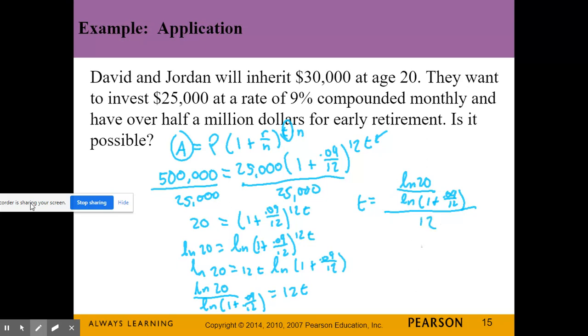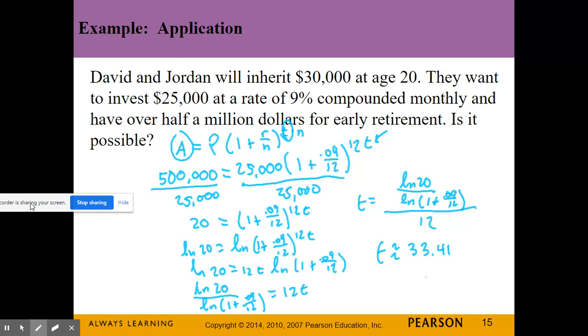So does that answer our question? Technically, that is the exact answer. However, I don't know what that number is, right? No one would. So we're going to use our calculator to estimate this. After estimating, that gets us to 33.41 years.